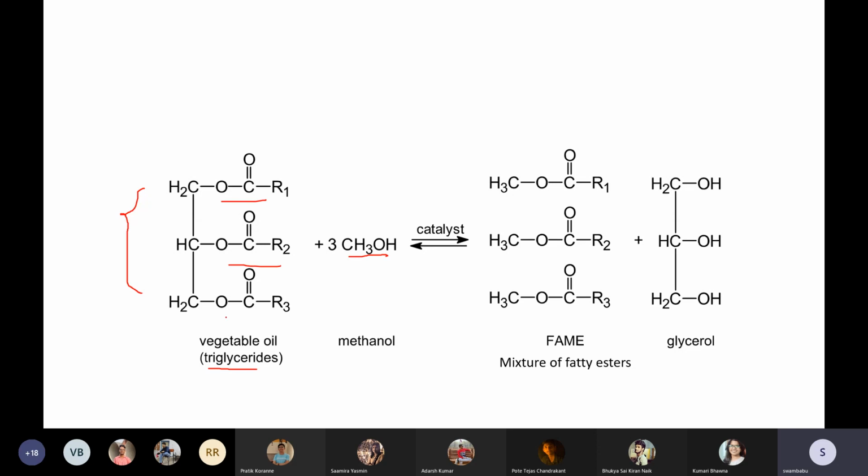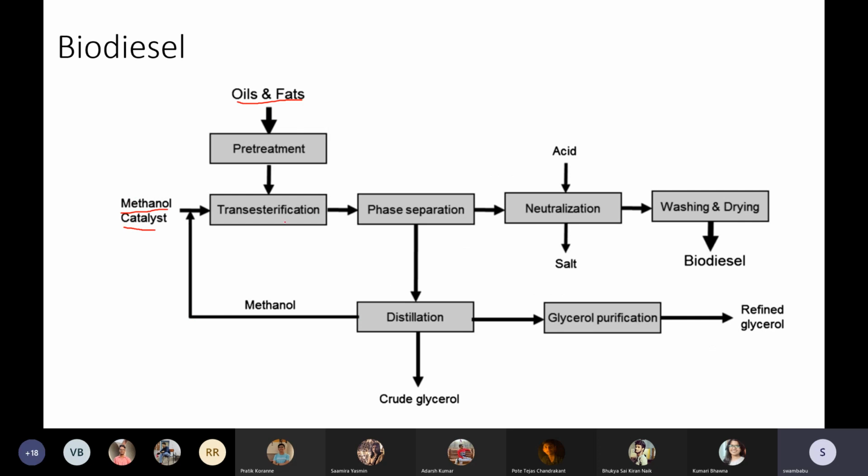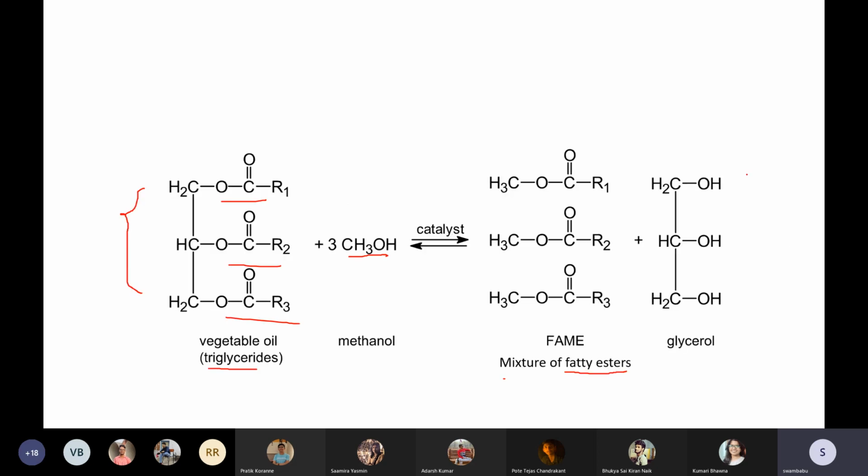these three components of the triglycerides are converted to fatty esters. So this is a mixture of fatty esters, and you will get glycerol. So we have fatty esters and glycerol. That happens in the transesterification process. So here we want to separate this glycerol.